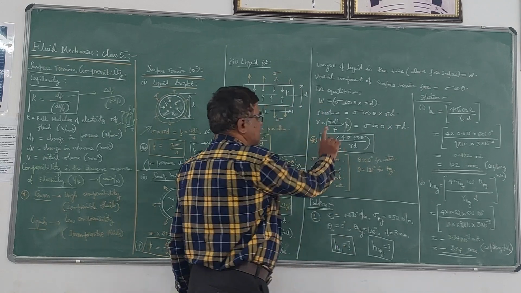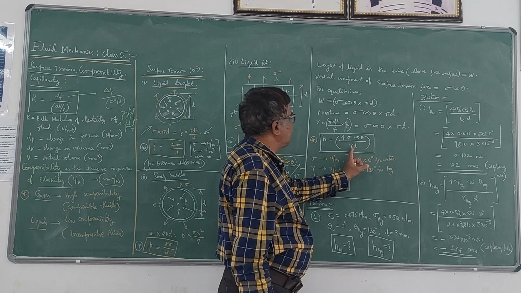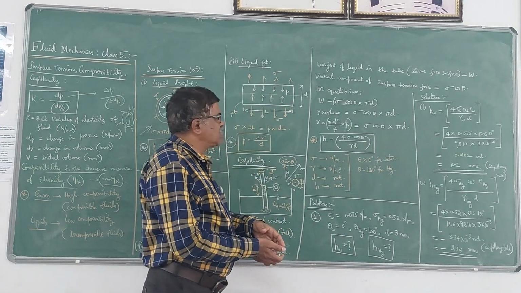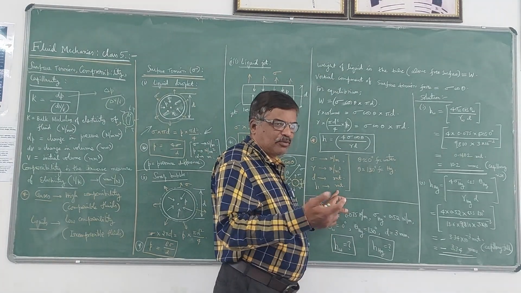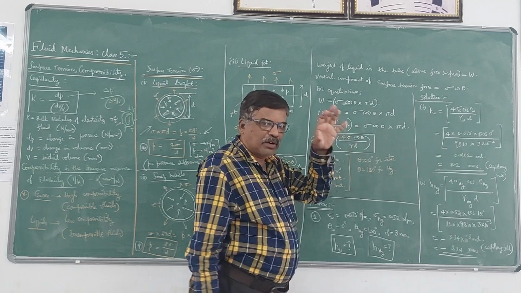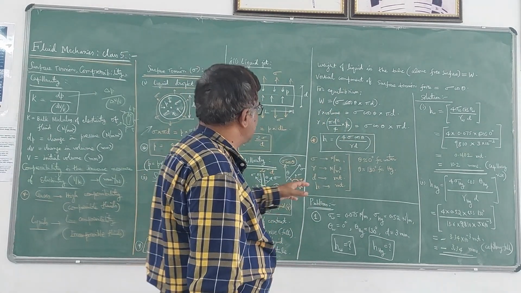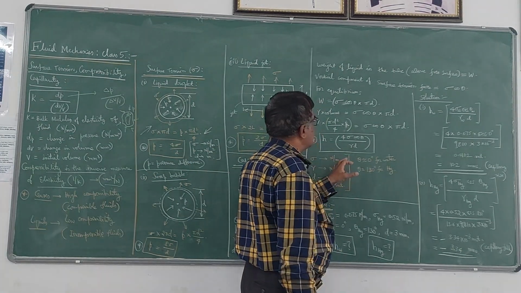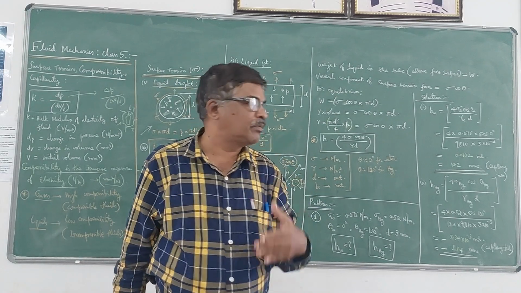Now if you simplify this, you get h as 4 sigma cos theta divided by gamma into d. Please note that here H is the capillary rise in meters. We are talking about SI units, and sigma is the surface tension force of that particular liquid which is in contact with some other liquid, and which is expressed in Newton per meter, and gamma is the specific weight of that particular liquid which is expressed in Newton per meter cube.